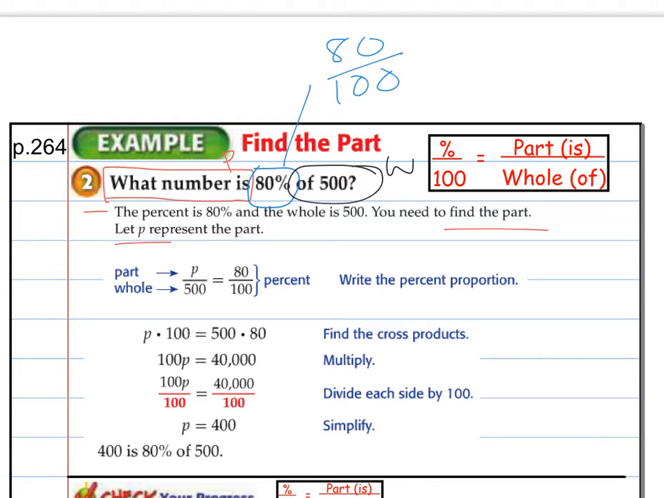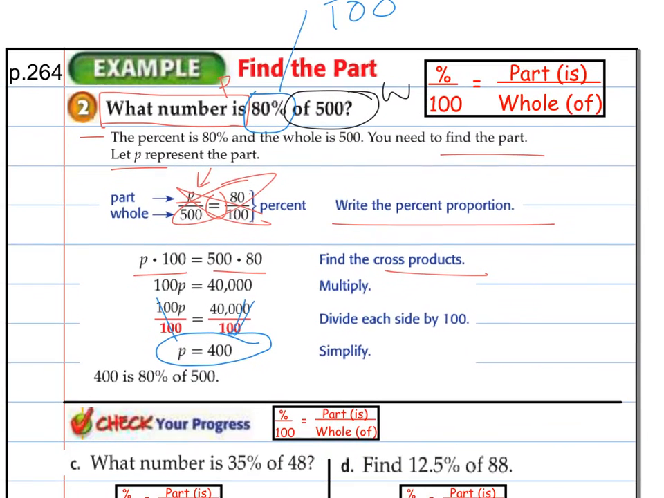So we plug in. What number, P, out of 500 is equal to 80 out of 100? So we write the proportion, we use our cross products to get P times 100, 500 times 80. We divide by 100 to simplify. We find out that the part is 400. So what that means is the number that is 80% of 500 is 400.